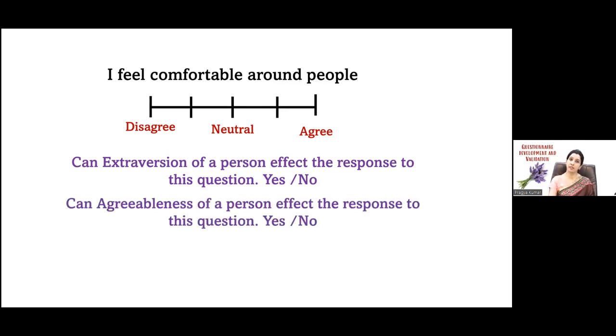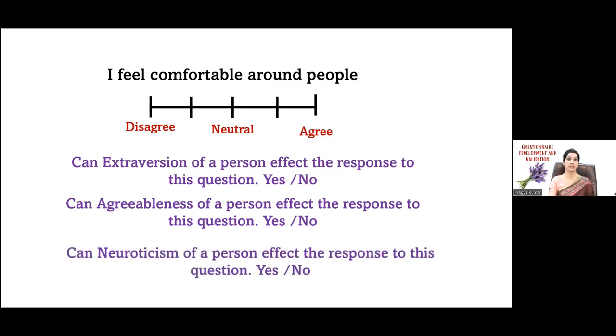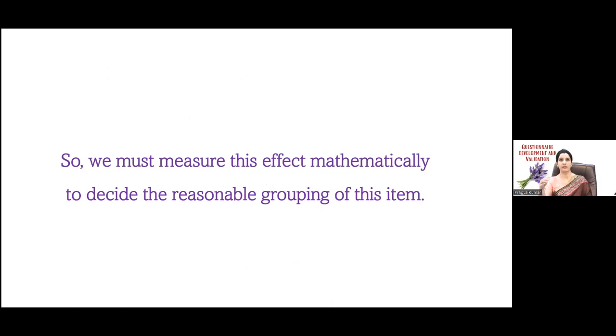Can the agreeableness of a person affect the response to this question? So yes, it definitely will. And can neuroticism? So the answer will be no, because neuroticism was in the negative term. So in that case, it may be there or it may not be there. So that's why we should measure this effect. We measure this effect statistically.